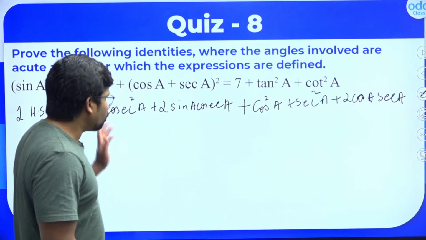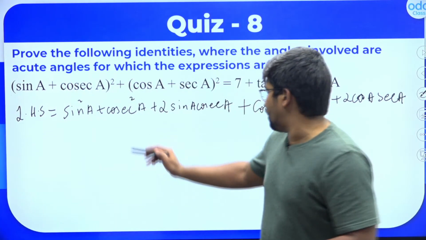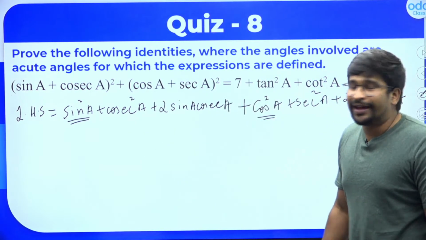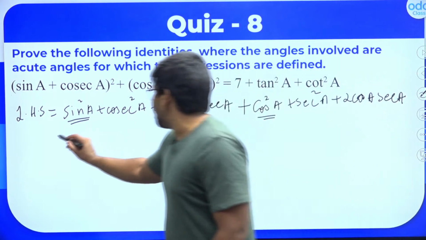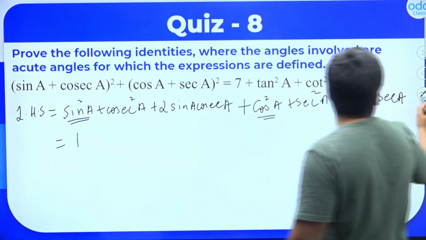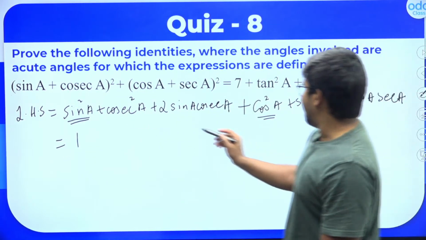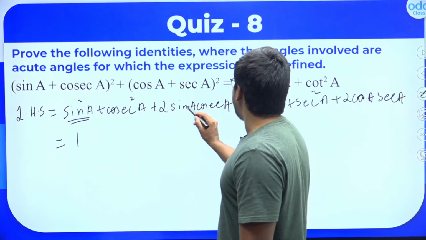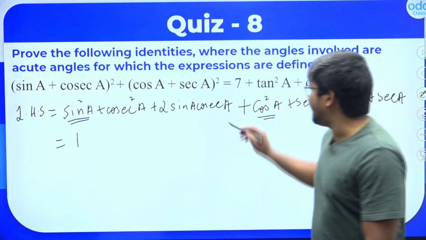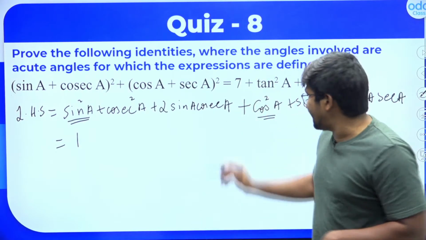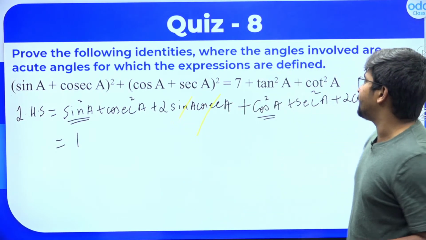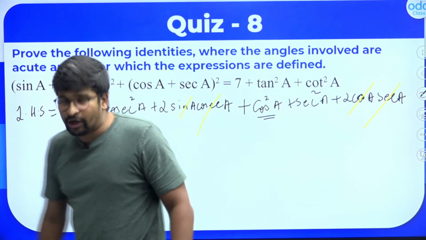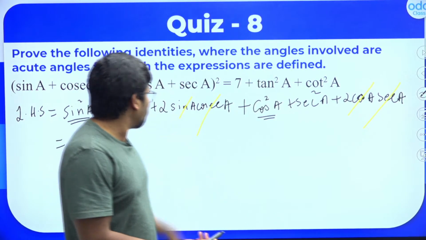Correct. Now let's do a permutation and combination here. You can combine this sin square and cos square. Sin square A plus cos square A, can I write it as 1? You can write it as 1. Again, can I write this 2 sin A into cosec A? What is sin A into cosec A? You know that cosec A is 1 by sin A. So sin A into cosec A will become 1. Again, cos A into sec A will become also 1, right? Because sec A is 1 by cos A. So both of them cancelled.